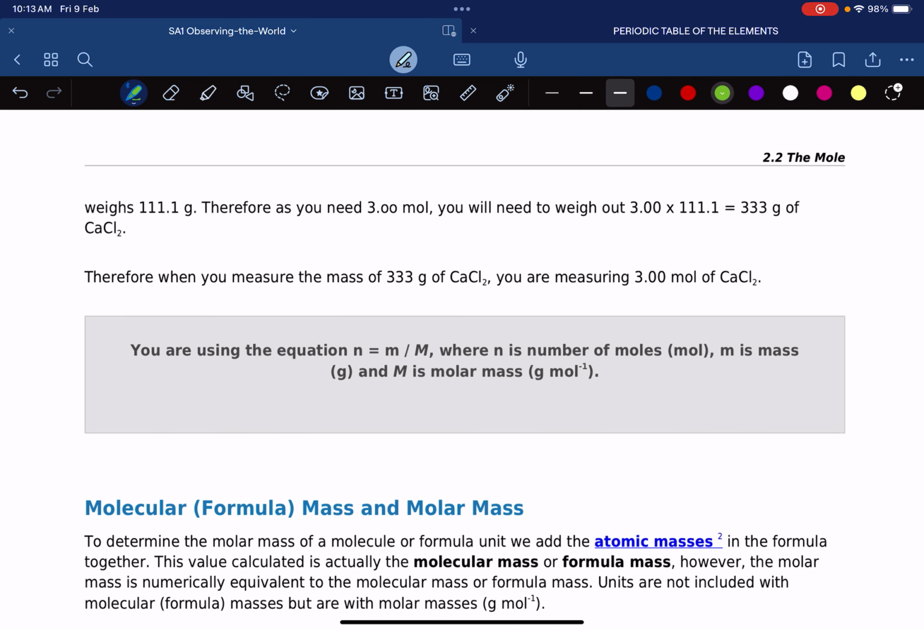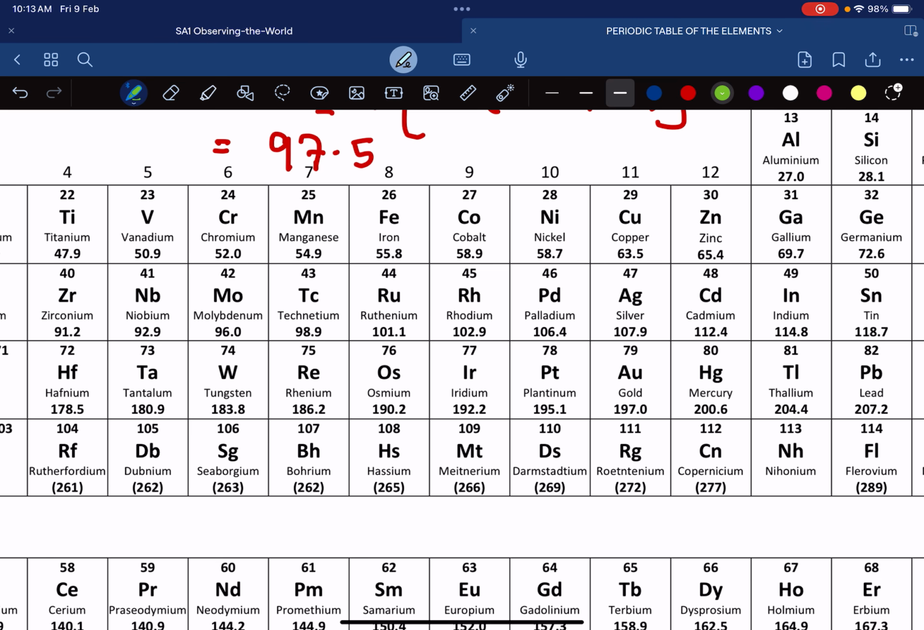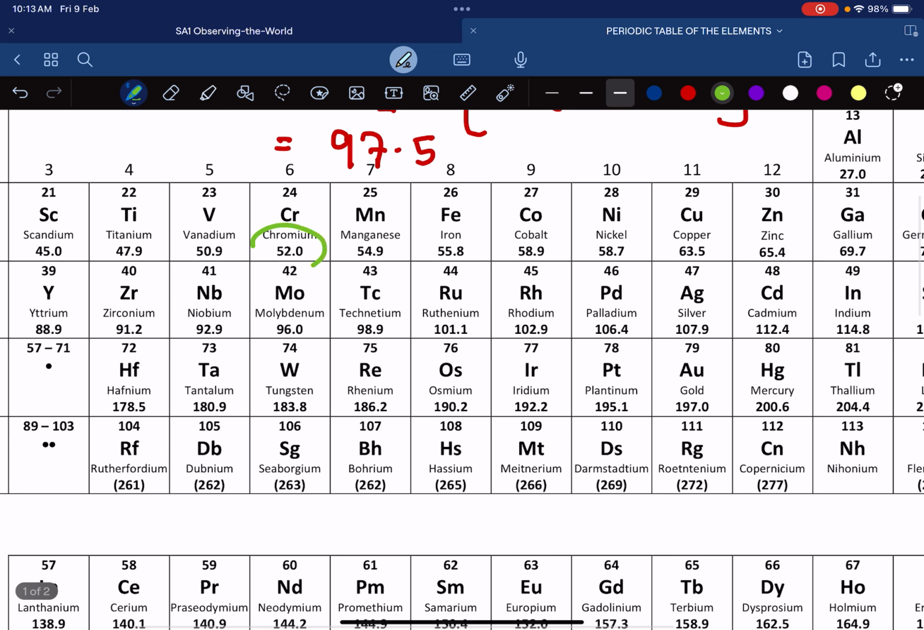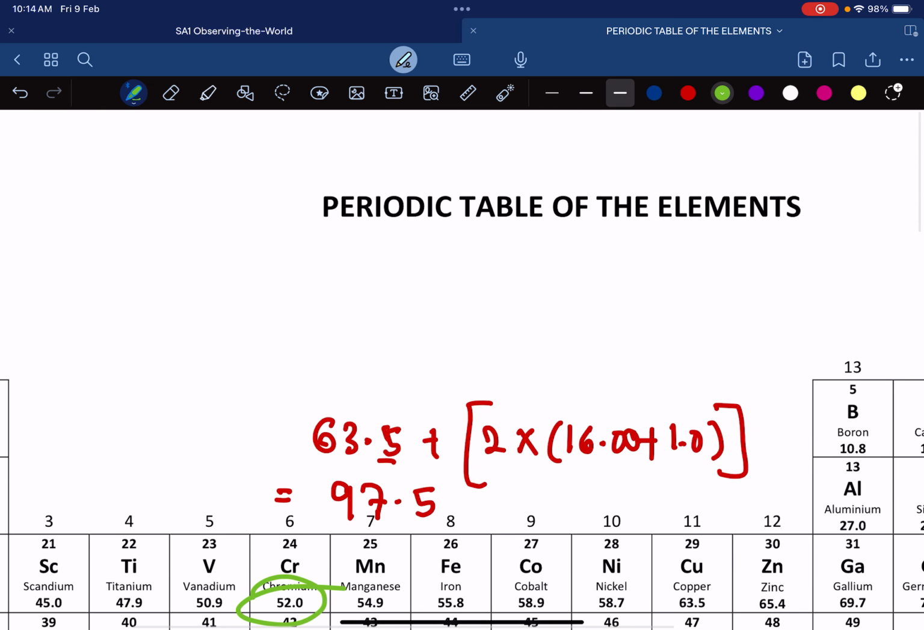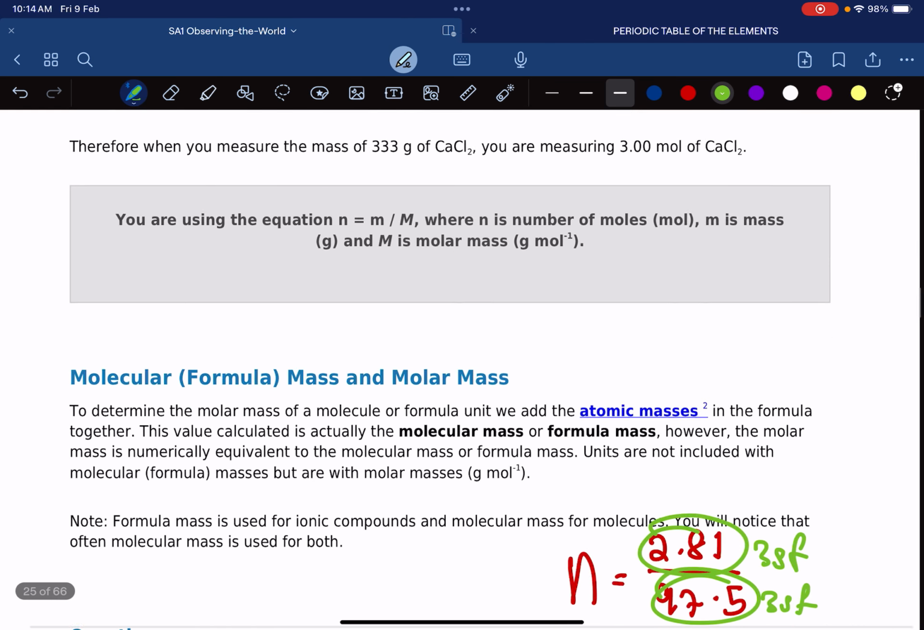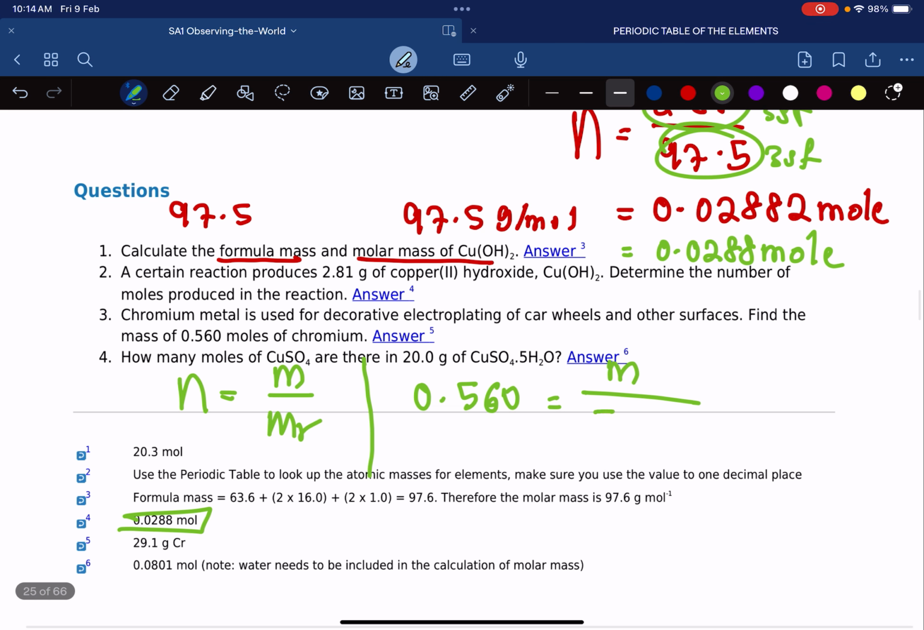Let's look at the periodic table, look for chromium. Chromium is 52. So let's come back here. Chromium is 52.0. So mass becomes 0.56 times 52. You get 29.12 grams. 3 significant figures, 29.1 grams. That's the answer you can see here.